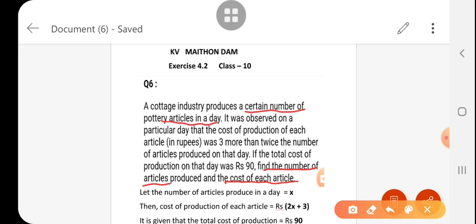Another thing, it was observed on a particular day that the cost of production of each article was 3 more than twice the number of articles produced on that day. And the third condition which is given here, the total cost. Okay, in short I will try to explain.